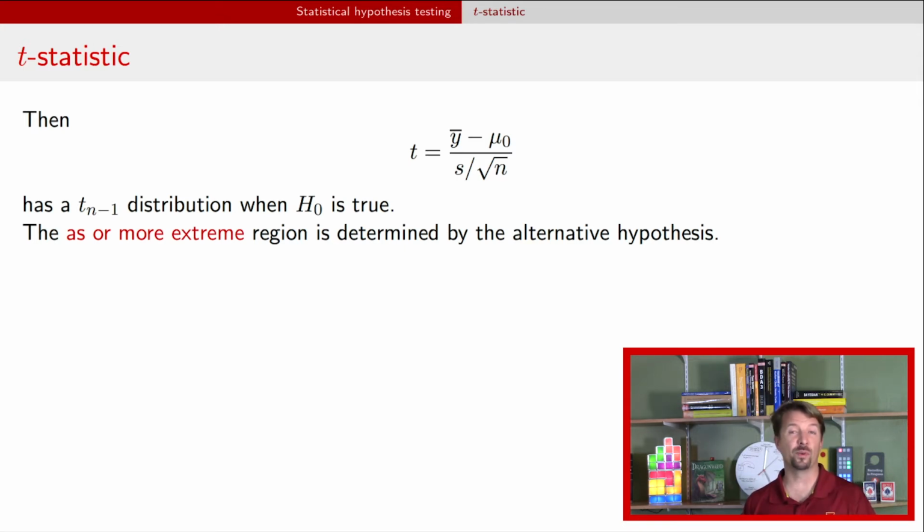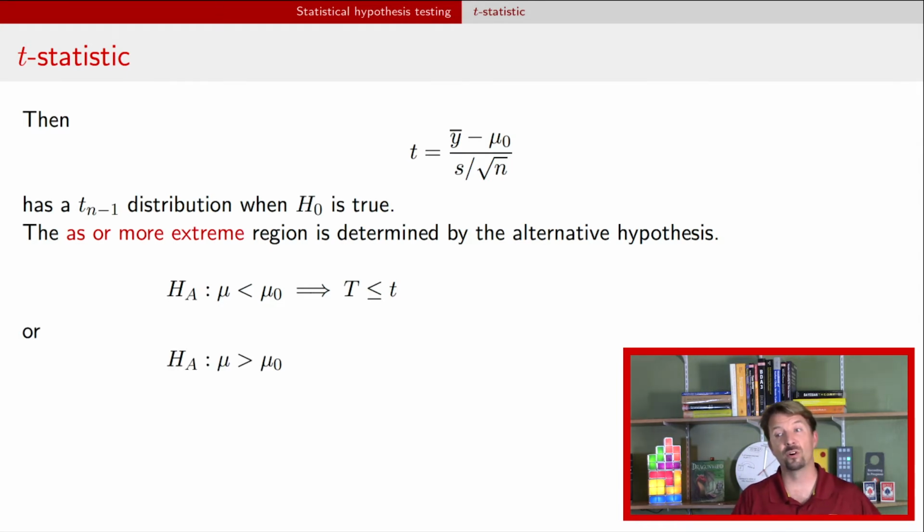Now we're going to determine the as or more extreme regions just like we did on the previous video with the binomial probability of success. If we have an alternative that states that the mean is less than a particular value, then we'll be looking for t-statistics that are less than or equal to our observed value of little t. If our alternative says that it's greater than a particular value mu naught, then we'll be looking for t-statistics that are greater than or equal to the observed t-statistic that we have.